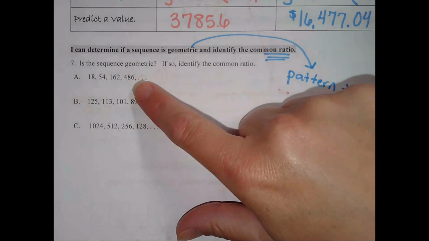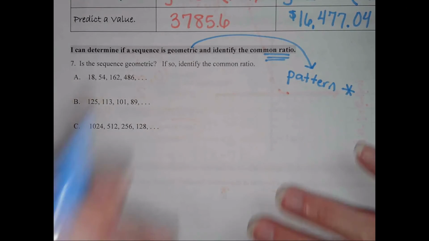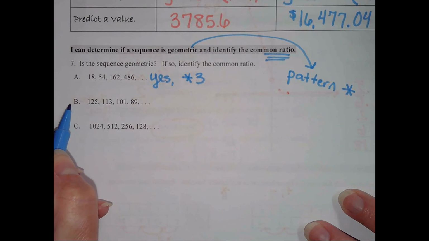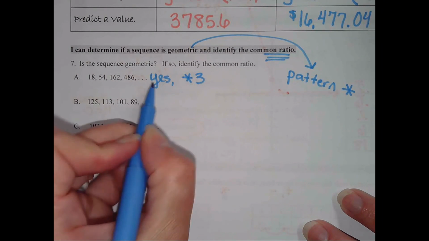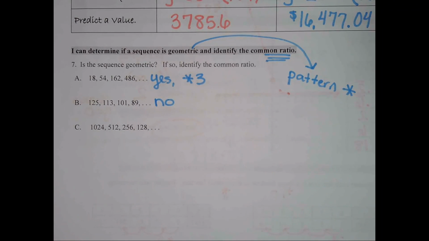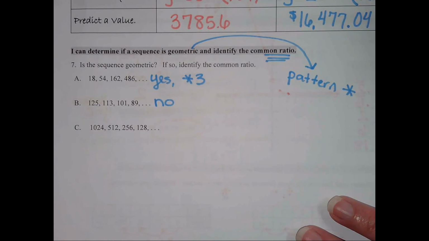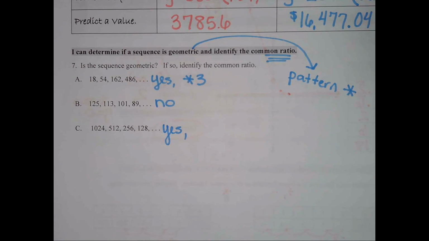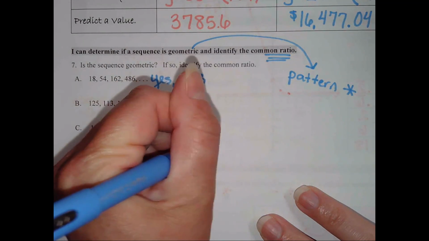So for A, is this geometric? What's the pattern? Multiplying by 3. For B, is this geometric? No, this one's pattern is subtracting 12 each time. That's arithmetic, but we're not dealing with that right now. And then for C, what's going on here? This is geometric. You're dividing by 2, which means you are multiplying by 1/2. Yes.